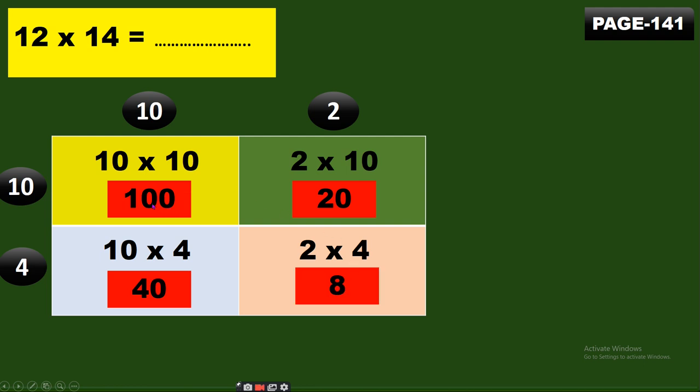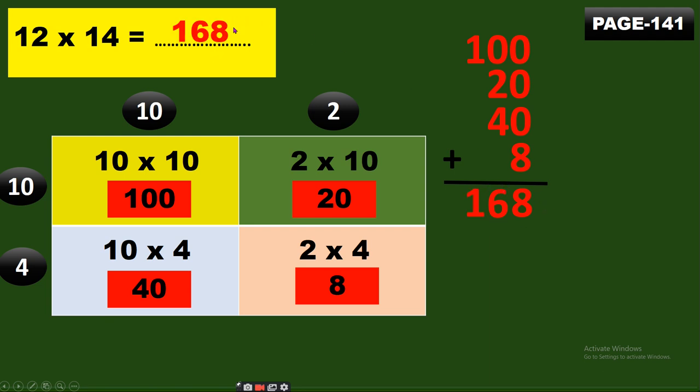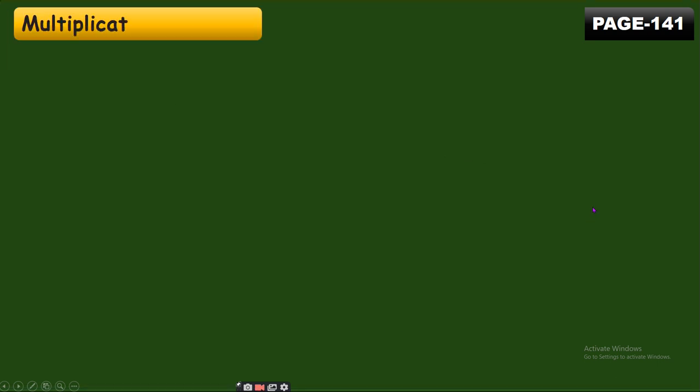Now we'll add 100 plus 20 plus 40 plus 8. So 0 plus 0 plus 0 plus 8 is 8, and here 2 plus 4 is 6, and 1. So our answer is 168.